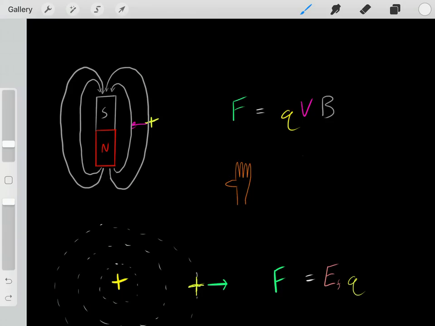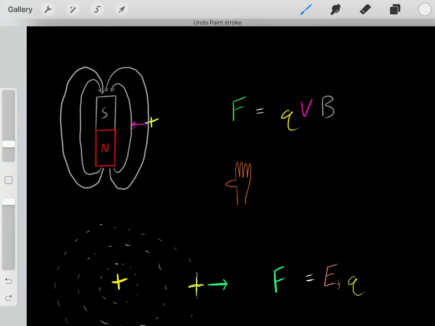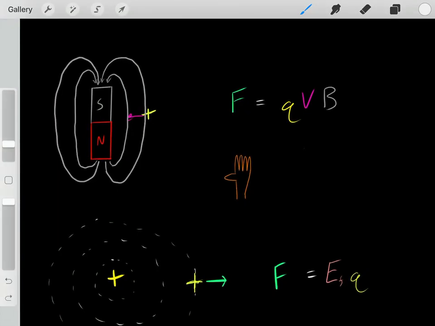It would point straight into the screen. So we know the force that this charged particle would feel would be into the screen. And again, I like to remember this because I imagine I'm slapping, applying a force. I'm using my palm and slapping this charge with the force. So the force that this charged particle feels is into the screen. And that's how I like to think about it.